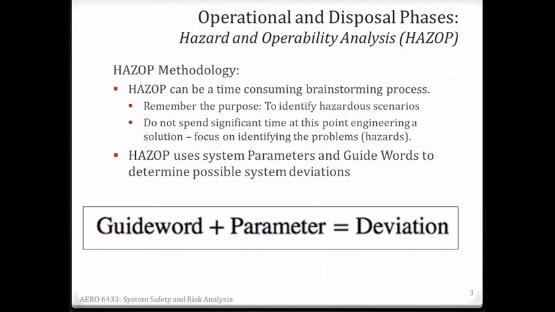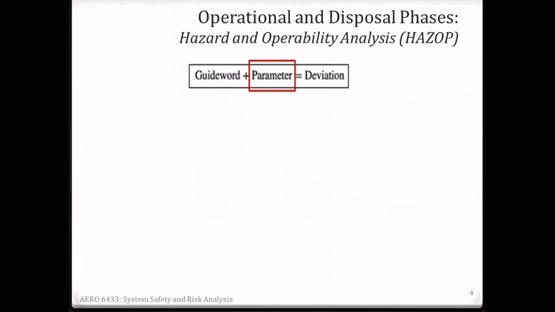So as we stated before, HAZOP looks for deviations. It does this by using parameters and guide words. So parameters and guide words will lead us to recognize deviations. Let's talk about that briefly. Parameters, we'll start there. Parameters are limitations on the system, those constraints under which the system is designed to operate. Hazards can be identified by analyzing what happens when a system deviates from its limitations.